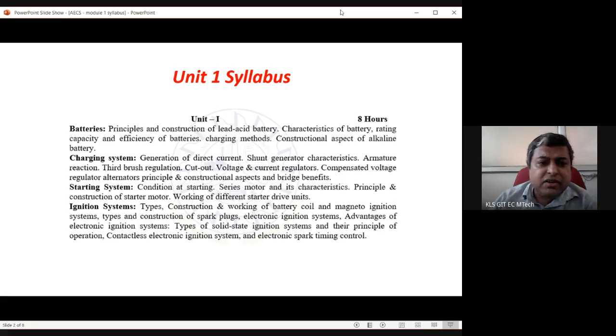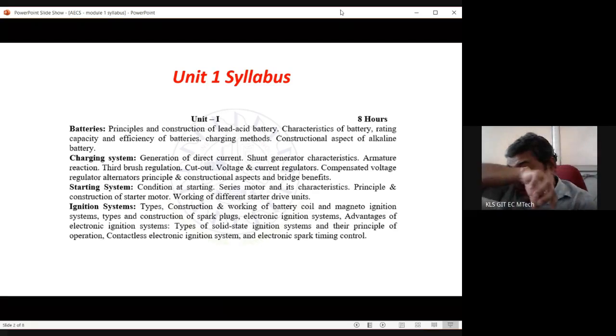Then lastly, we are finding the contactless electronic ignition system and electronic spark timing control. So when to generate the spark, that is a very big question. So the timing control for the spark is also there, and we will study about that also. So this is more or less around 10 to 11 things that we are supposed to study: battery, shunt generator, alternator, regulator. Then we have to study the ignition system, series motor, and there are 3 or 4 different types of ignition system. So this is mainly our chapter number 1.